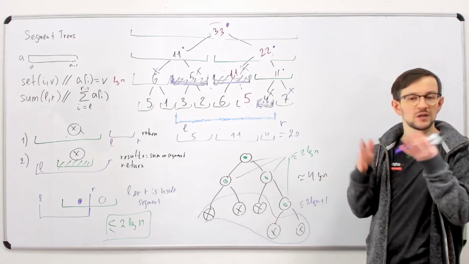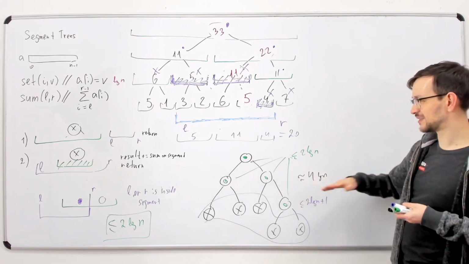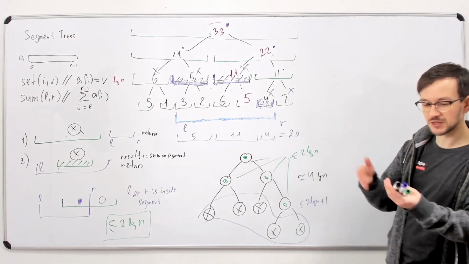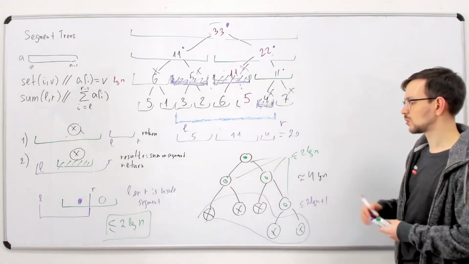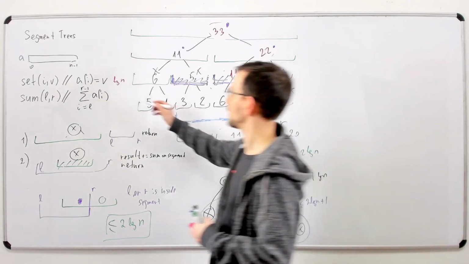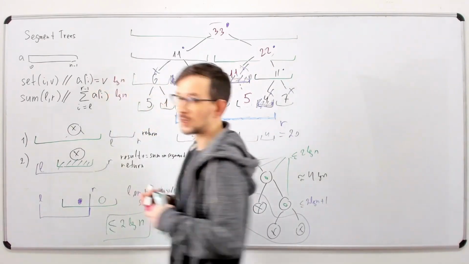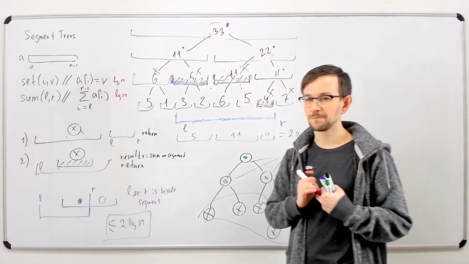And we don't do anything except this recursion. So that's the whole time complexity. Time complexity will depend on the number of nodes we visit. We visit log n nodes, so the total time complexity will be log n. That's all.